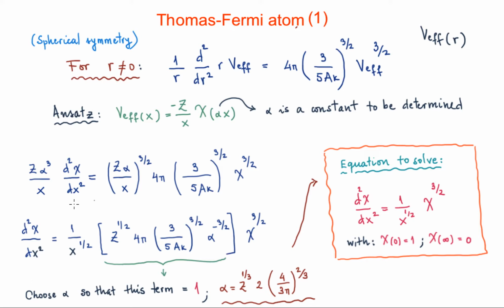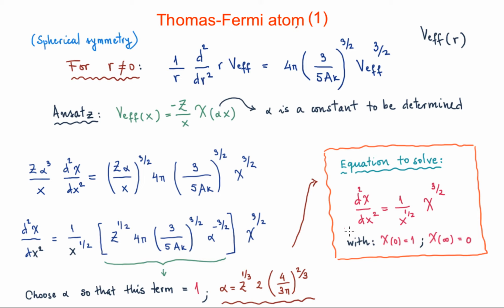In order to have that equation simpler, we're going to make that coefficient equal to 1, so that alpha, which has to be determined, is going to take this value. If alpha takes this value, this coefficient becomes 1, and the equation that we have to solve is this one. So this is the equation for chi that needs to be solved in order to get a solution for the effective potential, and with the effective potential we have the induced potential, and with the induced potential we have the electronic density, and so on and so forth.